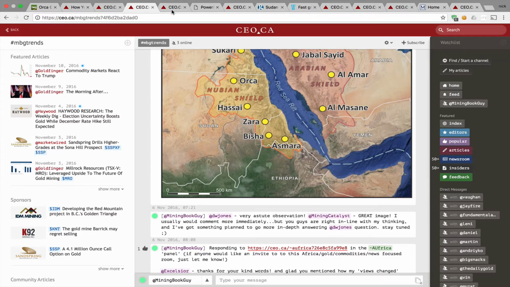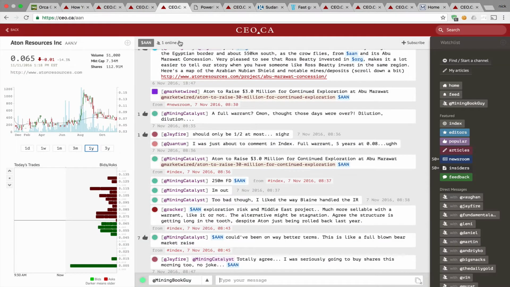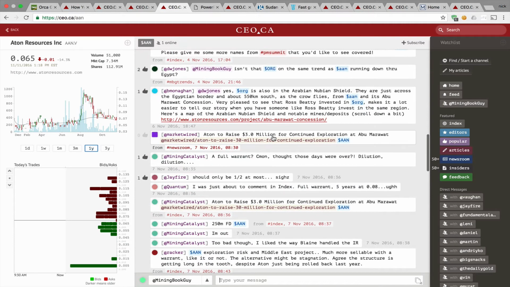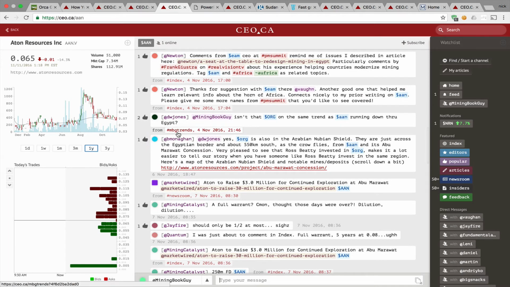But then, just to go even further, and this is also really cool, I am scrolling up here. You can see that D.W. Jones, because he tagged Orca and Aton in the MBG Trends room, it also shows up in the Aton Resources company room. And then you get a totally different person responding, and this is Blaine Monahan. I hope I pronounced that right. But this is also cool because he's not just a speculator like a lot of us.